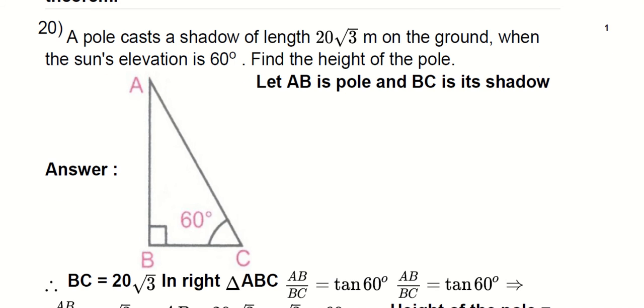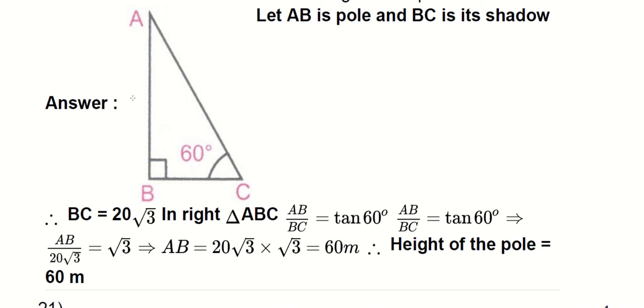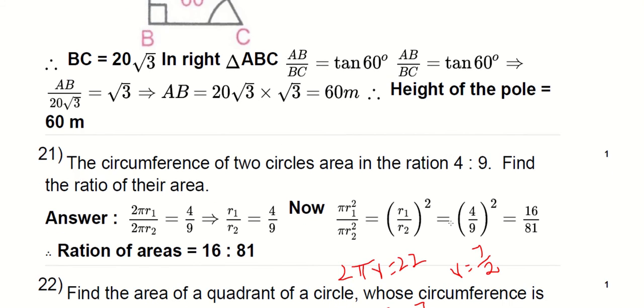The shadow of a pole is 20 root 3 and the angle at the ground is 60 degrees. Find the height of the pole. Let the height be x. Opposite by adjacent is tan theta, so x by 20 root 3 equals tan 60, and tan 60 is root 3. Cross multiplying, 20 root 3 times root 3 gives 20 times 3, so the height of the pole is 60.